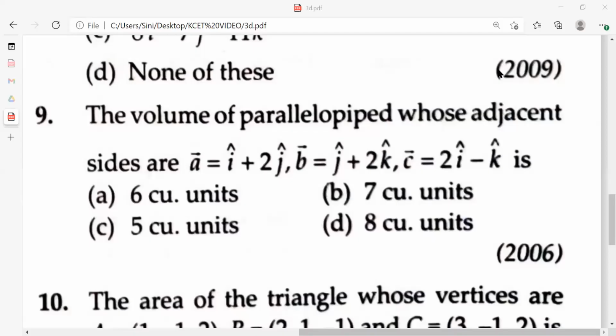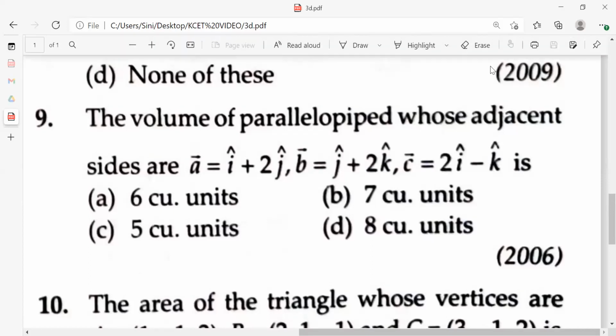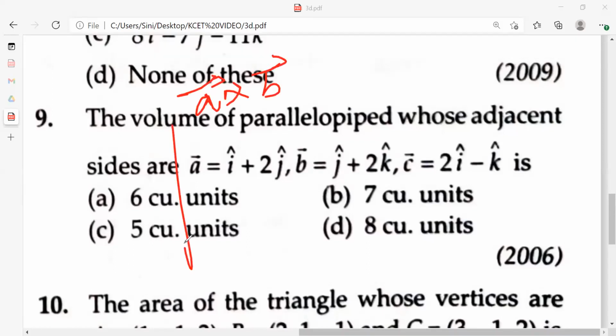The volume of a parallelepiped whose adjacent sides A and B are given, what is it? We have to do it using determinants here. Okay, for example, here also what you have to do? Volume, in the sense A cross B here. A cross B we have to do. Determinant part, correct. i, j, and k. Then what is here? 1, 2, and 0. So 1, 2, and 0. So better I'll use another color maybe. Yeah, 1, 2, and 0.